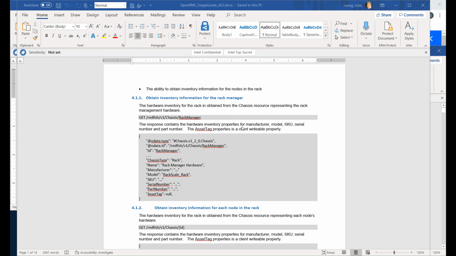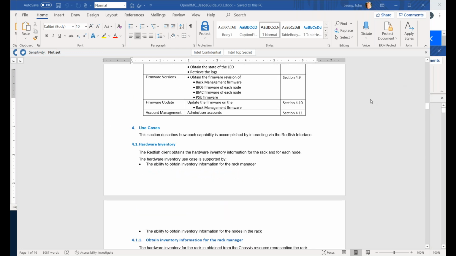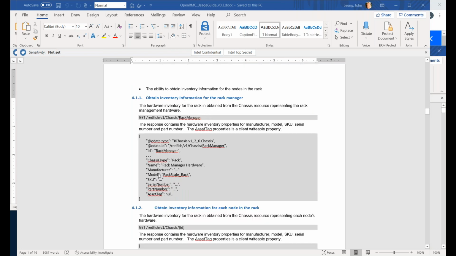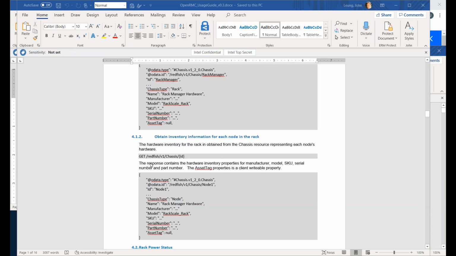And in this particular case, the detail we had was, I believe, in the description, it actually listed exactly what constituted inventory information. So this is what constitutes inventory information, which is manufacturer, model, SKU, serial number, part number, asset tag. And that's as specified by the profile; the profile specifies this is exactly what you should get back. Okay, and then for each node in the rack, which is the second part of that same capability, you do a GET /redfish/v1/Chassis/{ID}. ID represents some instance, and you get back basically the same information, but for that particular chassis or node.